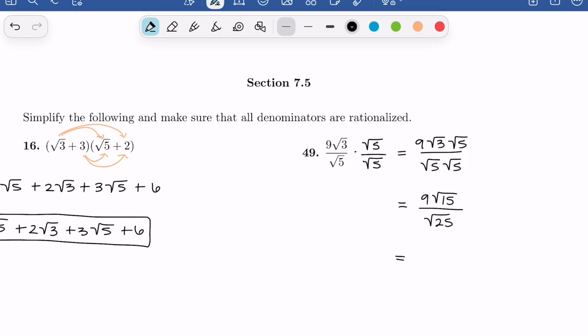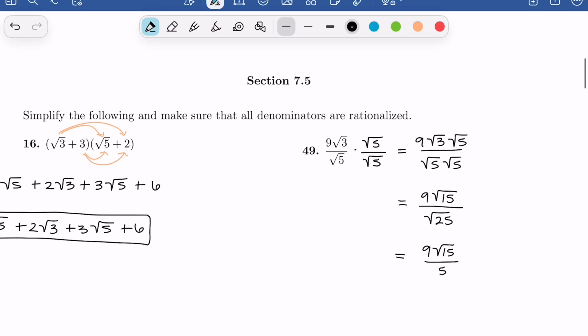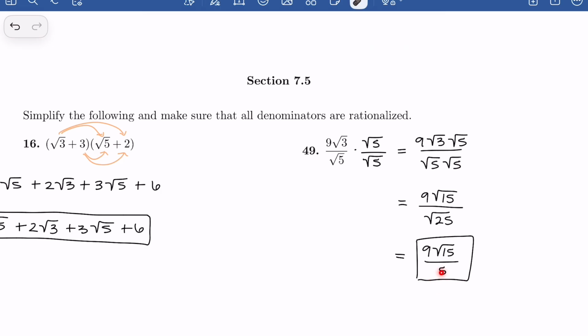Well, we know the square root of 25 is just 5, so we can rewrite this like this here. And that's as far as we're going to go. This is going to be our final answer. We can't simplify this any further, but we know that we're done here because our denominator has been rationalized.